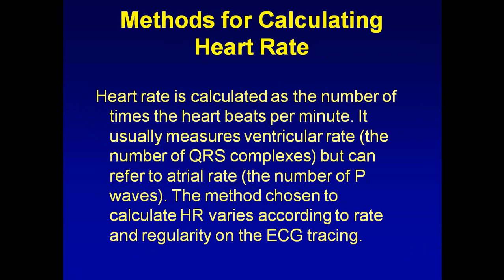What do we mean by heart rate? Heart rate is calculated as the number of heartbeats per minute. If you remember, when we find the cardiac output, we say stroke volume times the heart rate, in beats per minute. It is usually measured as the ventricular rate, that is the number of QRS complexes, but it can refer to the atrial rate when we count the P waves. The method chosen to calculate heart rate varies according to the rate and regularity on the ECG tracing. We will find out whether the rate is rapid or slow, and whether it is regular or irregular.